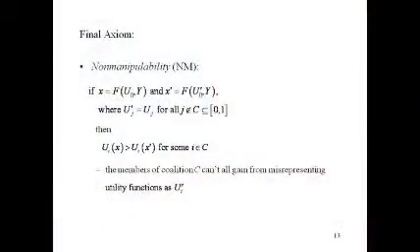Okay, now we come to the final axiom, which is actually the one that I started with, non-manipulability. Here's what it says. Suppose that we have two profiles, U box and U prime box. And suppose that these two profiles are exactly the same except for this coalition of voters, this subset of voters, C.